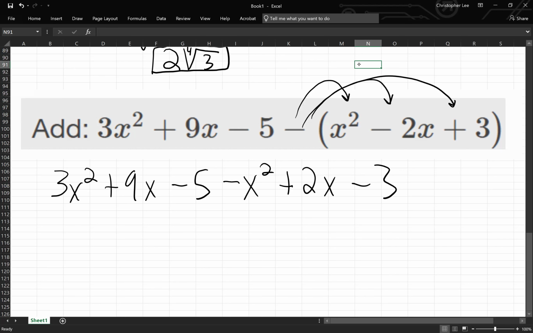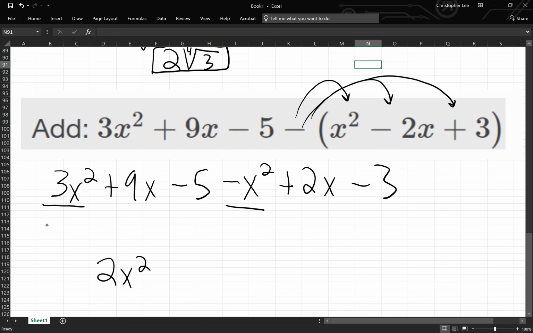So remember, combine like terms is just a fancy way of saying add, right? So I have the x squares to add. So what is 3 plus -1? What's 3 plus -1? 2, right? So this is 2x squared.